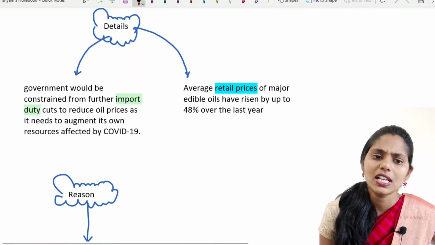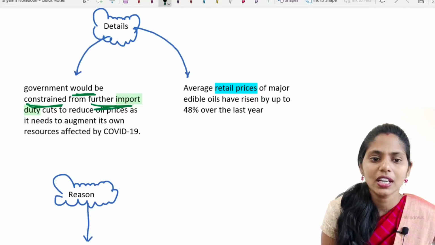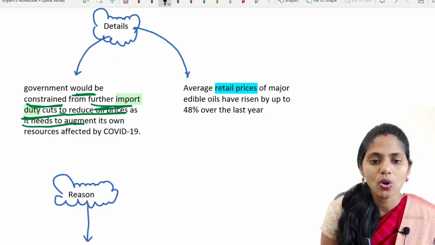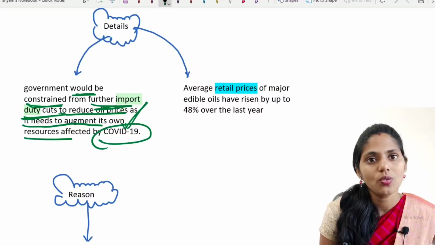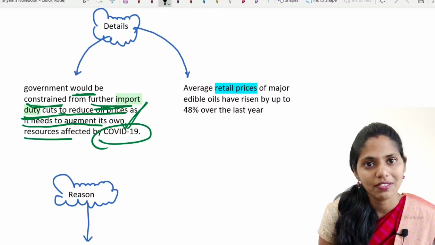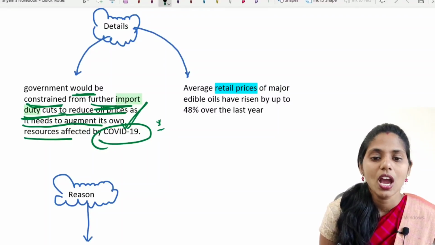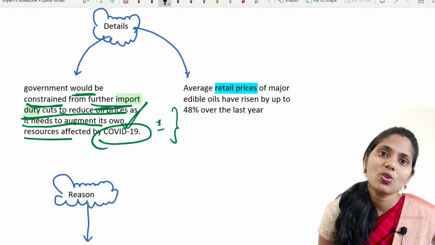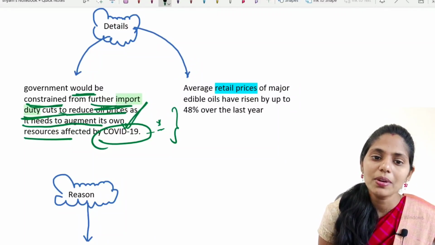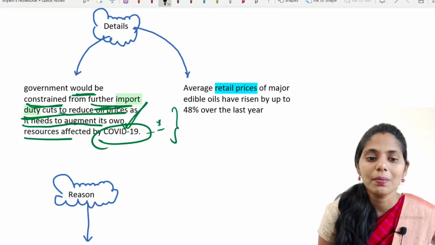If we talk about the details, it says that the government would be restrained from further import duty cuts to reduce oil prices, as it needs to augment its own resources, which are affected by COVID-19. Due to this COVID-19 pandemic, almost all sectors have been affected. Even if you talk about agriculture, it is showing somewhat positive growth, but each and every sector in our economy has been affected by the COVID-19 pandemic. So now the government would be constrained from further import duty cuts that would help to reduce oil prices.